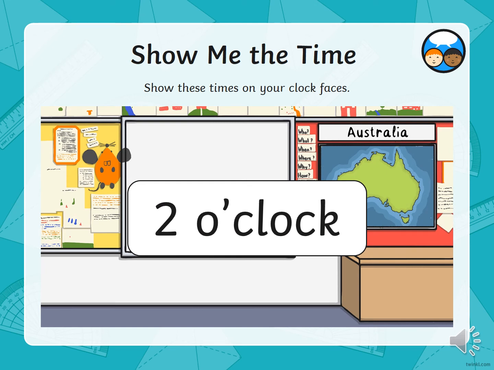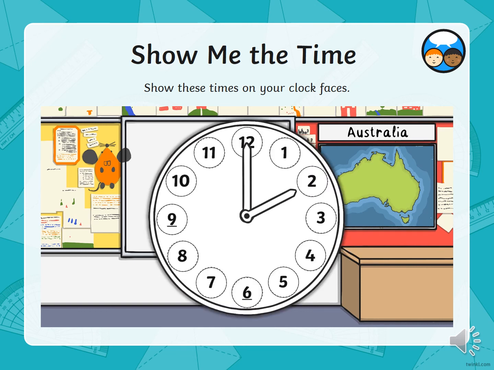Can you show me this time on your clock face? 2 o'clock. You can pause the video so that you can write. 2 o'clock. So the big minute hand needs to be on the 12, that's right. And the small hour hand has to be on the 2. Well done. 2 o'clock. Does yours look like mine?